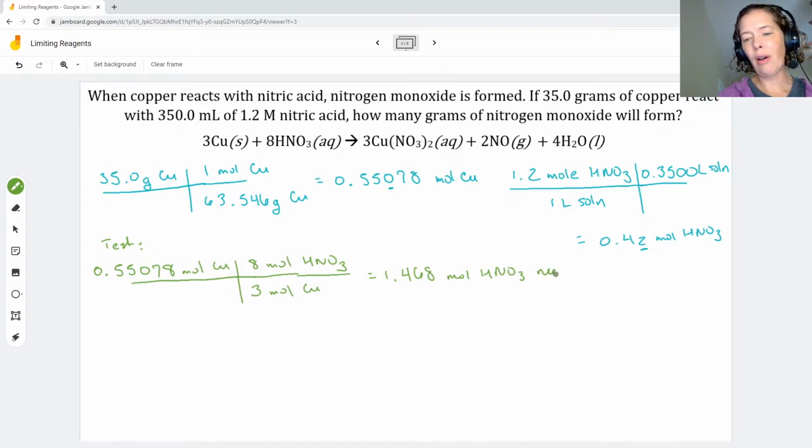Again, this is how much is needed to react all of my copper. So this is, again, my test. This is my theoretical calculation. All right, so I'm going to need 1.4, almost 1.5 moles of nitric acid.